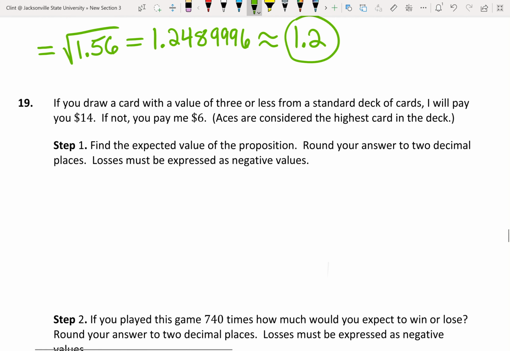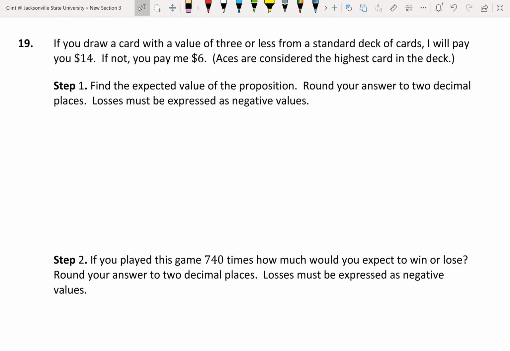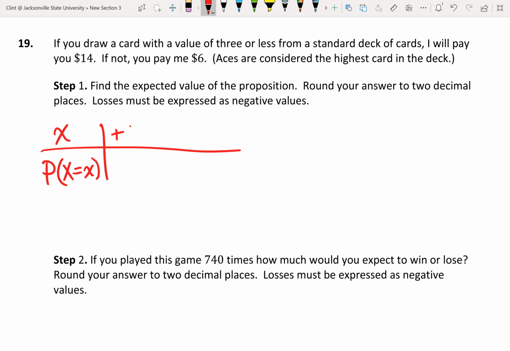19. Okay, so we're trying to find the expected value of this bet here, but we don't have a table. We got to make our own table. So we need each outcome. We need the probability of each outcome. So it says if we draw a card with a value of 3 or less, they will pay us $14. So that means we'll win $14. If we draw a different card, we have to pay $6, so that's -6. Okay. Now we got to figure out the probabilities.